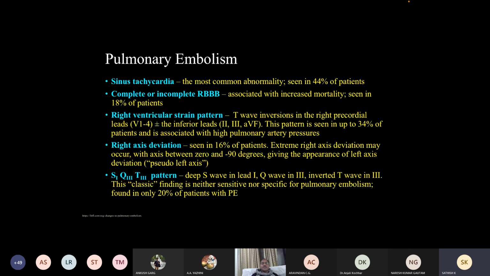You can see patients presenting with ECG changes. You can see sinus tachycardia with right axis deviation and then changes of RBBB.